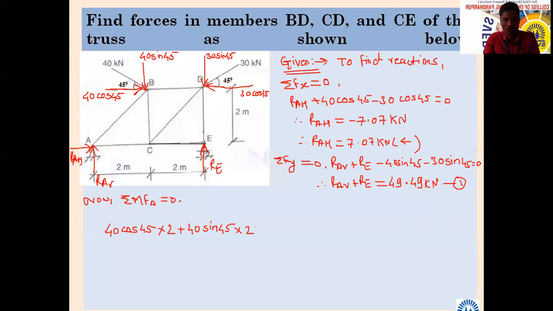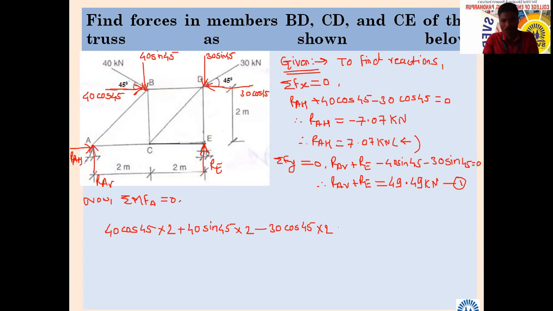How will the object rotate with respect to point A? Clockwise. I am telling 30 cos 45, which is the horizontal force. Anti-clockwise. It will rotate anti-clockwise. 30 cos 45, which is minus, and what is the perpendicular distance? Again 2. Yes, sir.